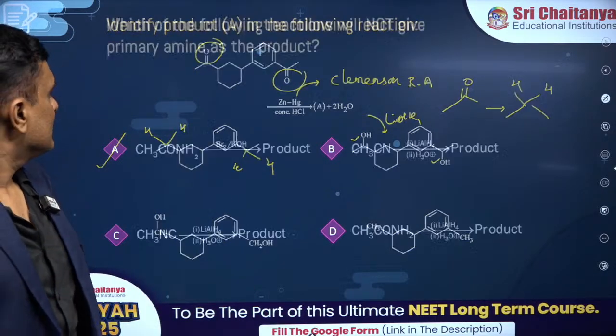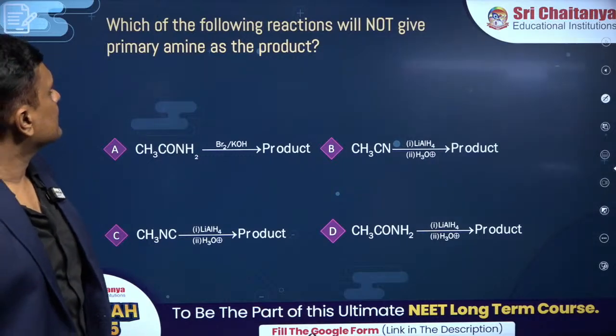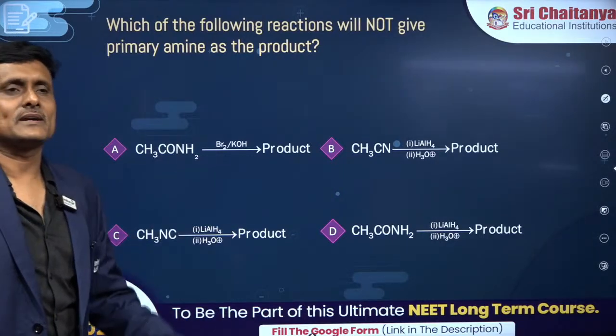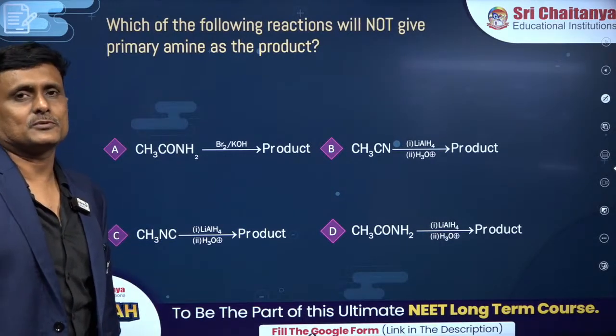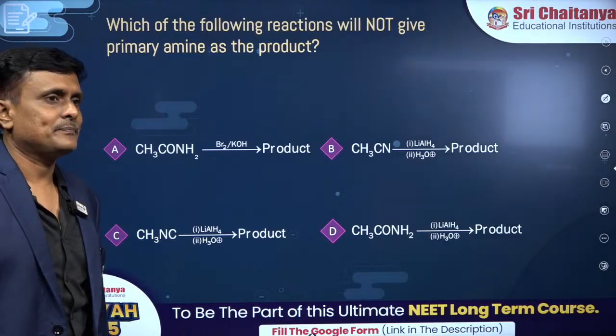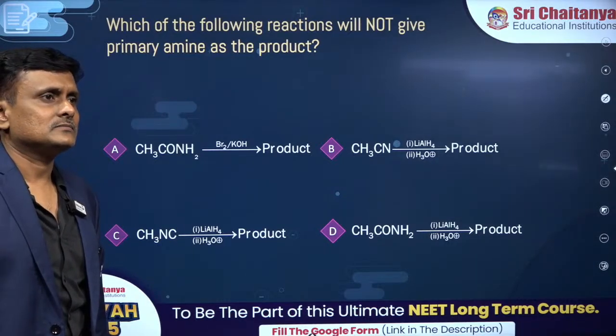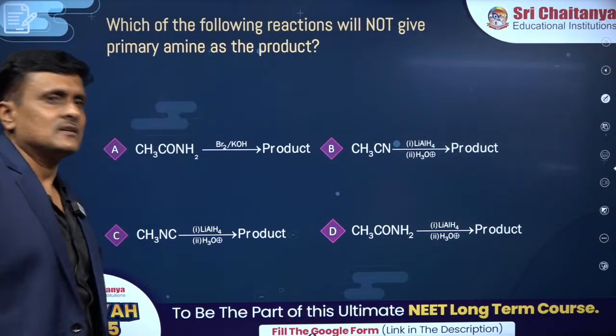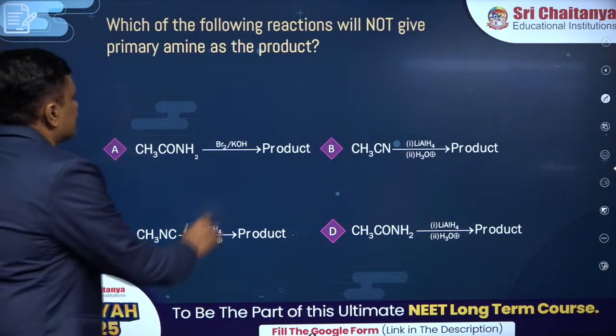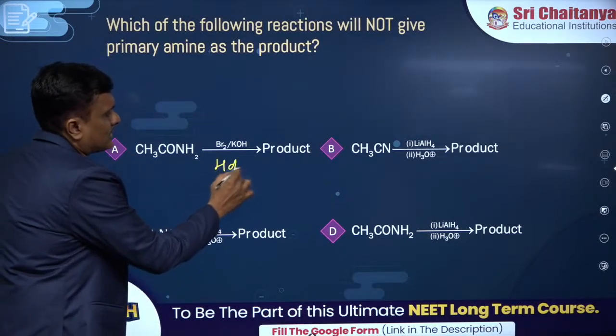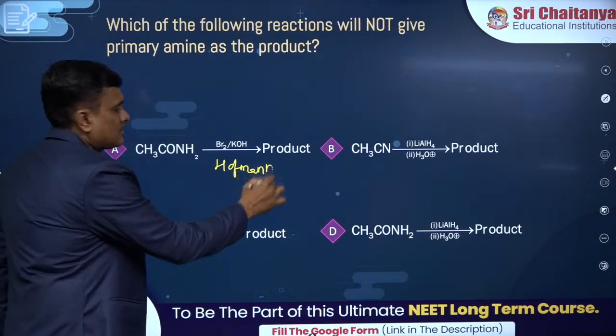All right. Okay. Which of the following reactions will not give primary amine? Amines, one of the most important chapters. All right. So let's see. Amines, isn't it? Okay. See now, Hofmann bromamide reaction, one of the most popular reactions.